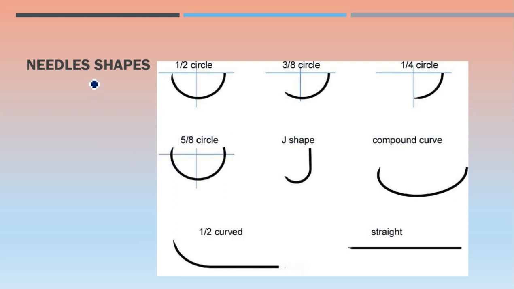Apart from the tip, another important thing is the shapes of the needle. Suppose there is a circle and we are going to divide the circle into four quadrants: 1, 2, 3, 4. If the needle starts from this place and covers one quarter of the circle, then another quarter, combined it becomes a half circle. So this type of needle is known as a half circle needle, regarding the shape.